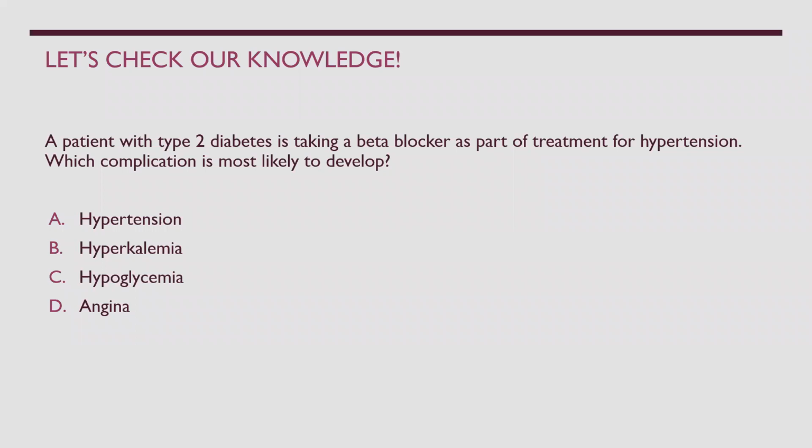Okay. A patient with type 2 diabetes is taking a beta blocker as part of treatment for hypertension. Which complication is most likely to develop? C, yes, hypoglycemia. All right.